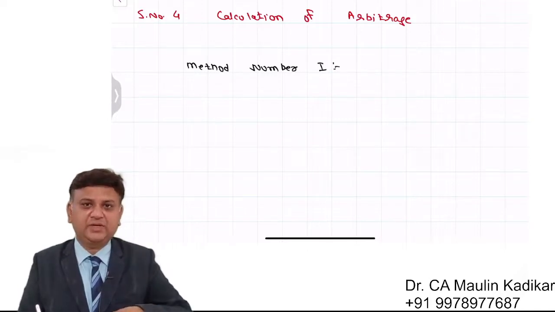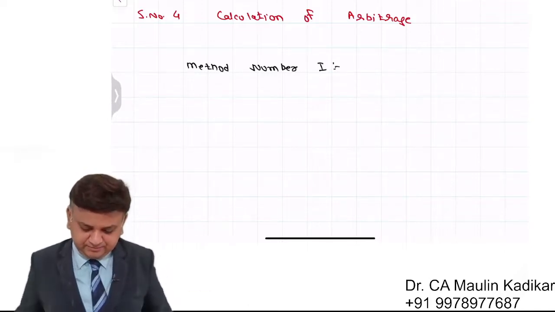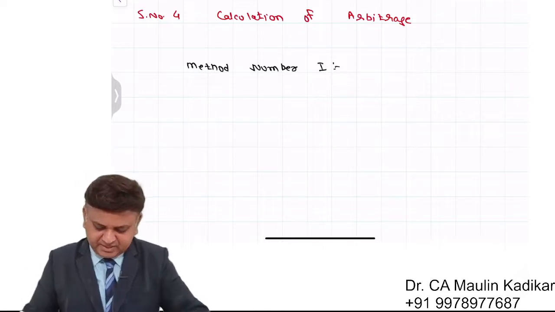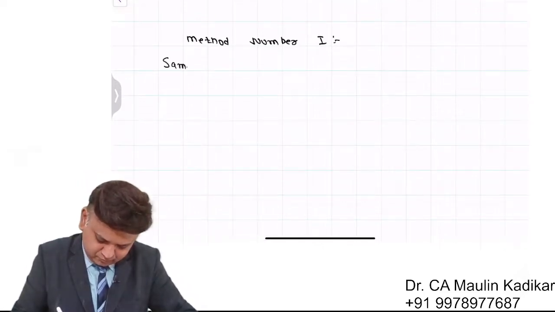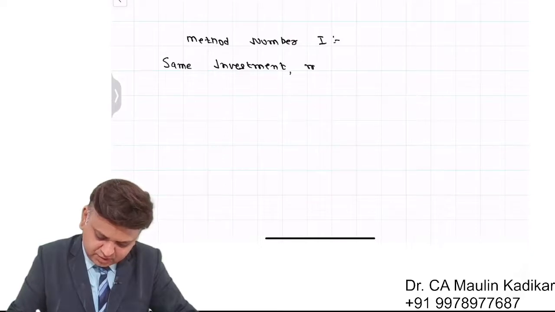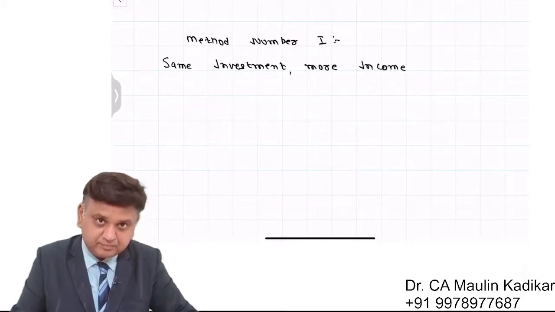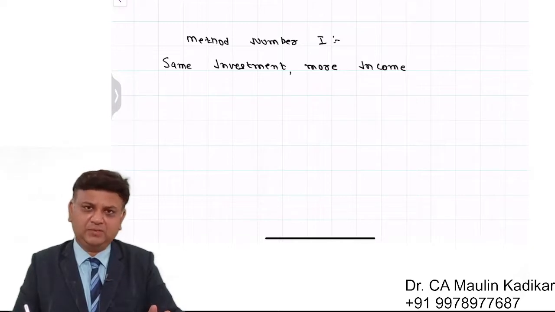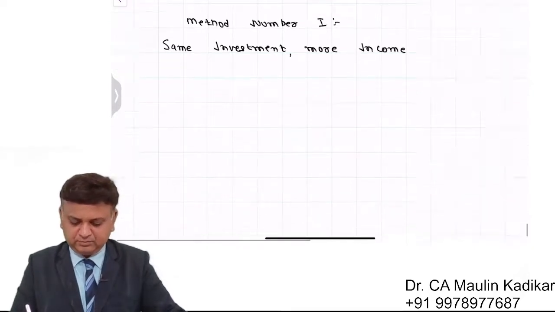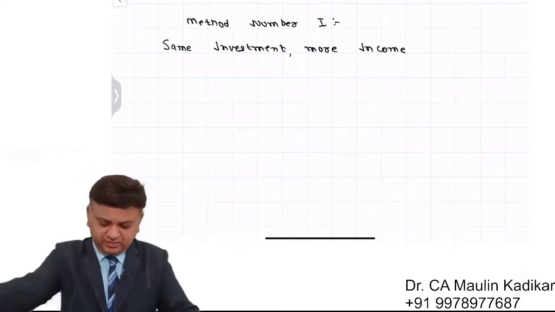The first method will work out like this. Listen carefully. It is the same investment, comma, more income. There are two methods by which we can do it. We are doing the first method, same investment, more income. I request all of you to write an answer along with me.